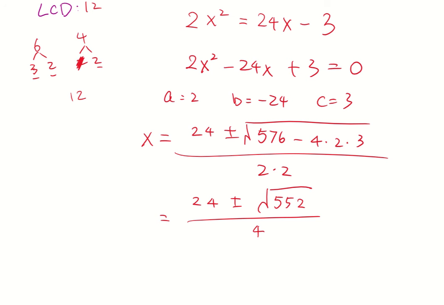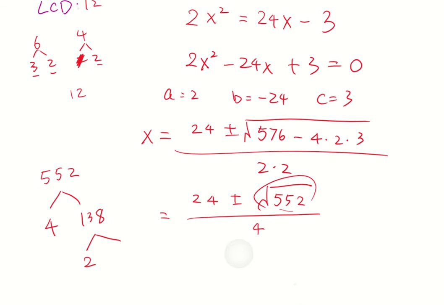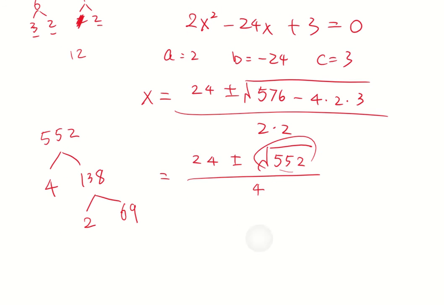Now let's try to simplify this square root of 552. First, I know there's a 4 in it, so it's 4 times 138. Okay, now 138, I know there's a 2 in 138. So that's 2 times 69. Okay, 69 is 3 times 23. That's it. Okay, we only have one perfect square if we factor 552.